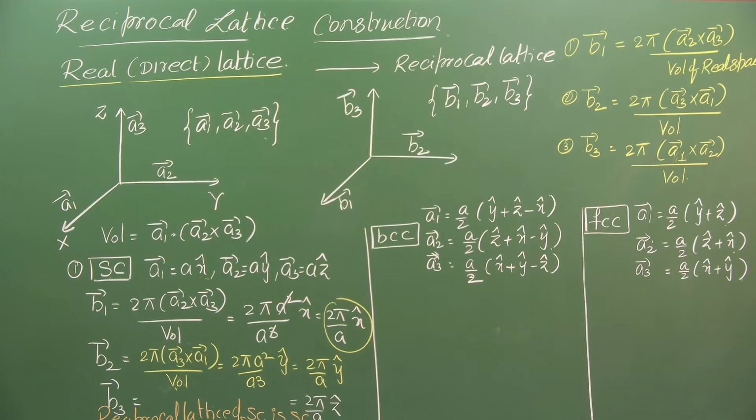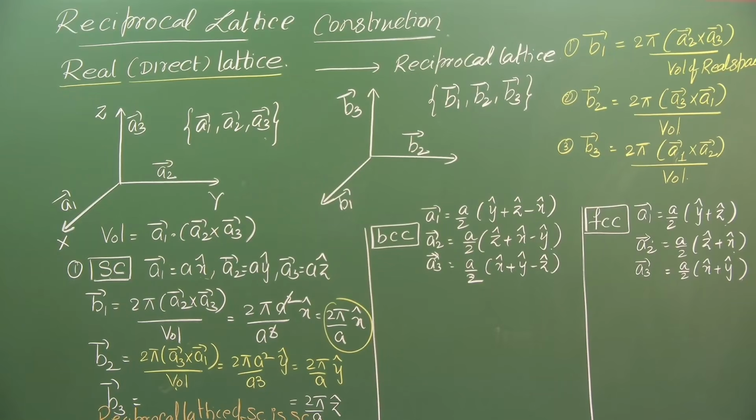Show that the reciprocal lattice of BCC is FCC and the reciprocal lattice of FCC is BCC. That means once you find the reciprocal vectors for BCC, you will get something quite similar to FCC. Please check. Only a correction factor, what is that? 2 pi is a scaling factor, by a you will get.